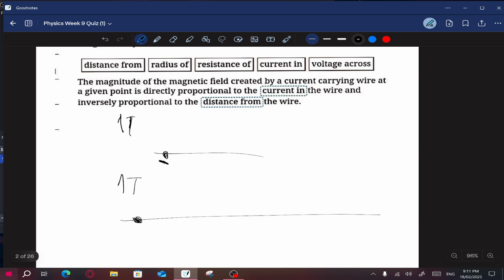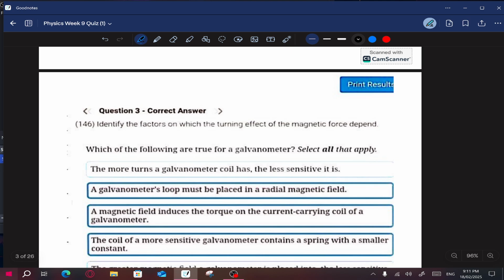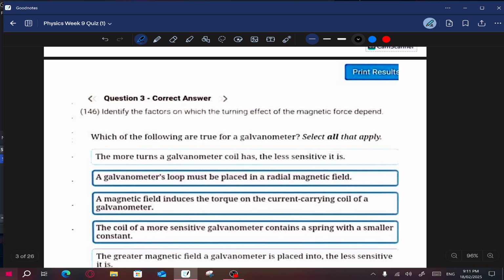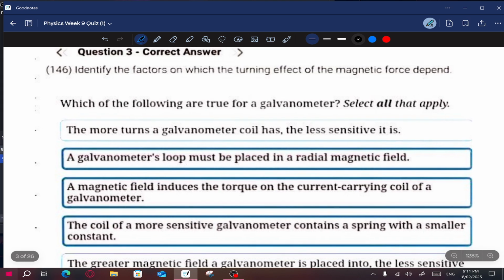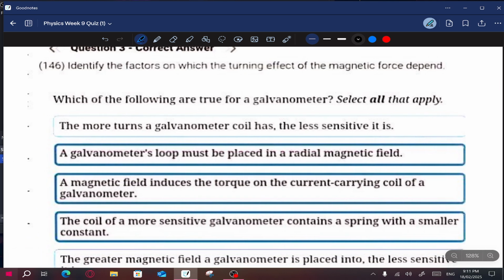So the distance from the wire and the distance in the wire actually is inversely proportional, and it's directly proportional to the current in the wire. Now, which of the following are true for a galvanometer? Okay, we're talking here about galvanometers. In a galvanometer, this is wrong. I'm going to start by using our options. The more turns a galvanometer has, it's actually more sensitive. Not less, more. It is because it is going to pick up more current as it goes.